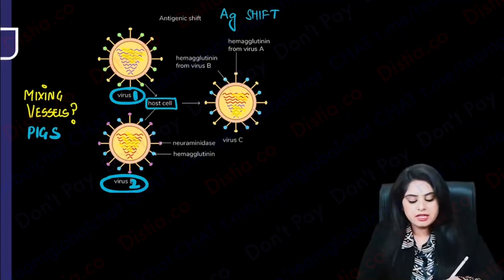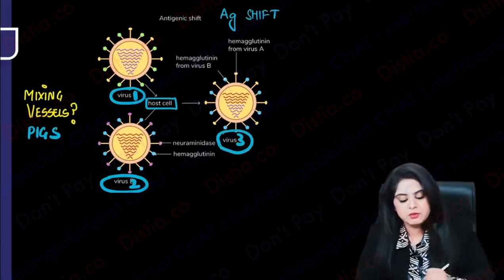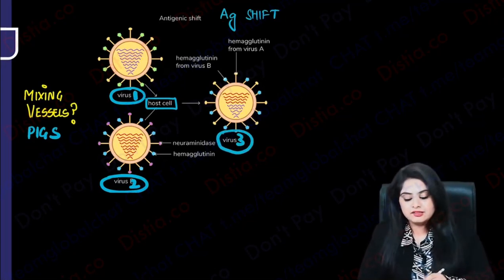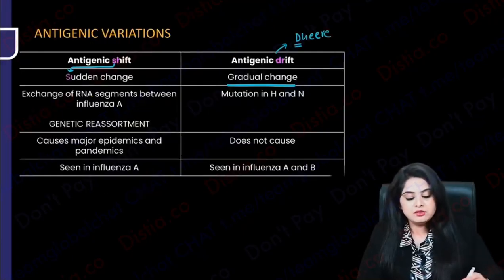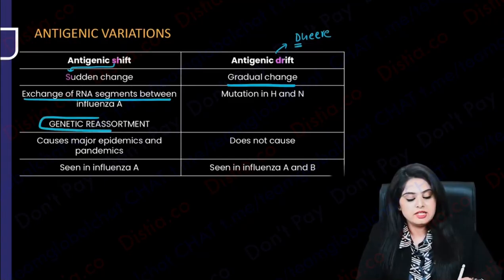It has a little bit of red color RNA. So by combining both, some virus C has developed over here. Can you see that? So why has this happened? Repeating once again, please note that this is an exchange of RNA segments between the two viruses. I can call it genetic reassortment.